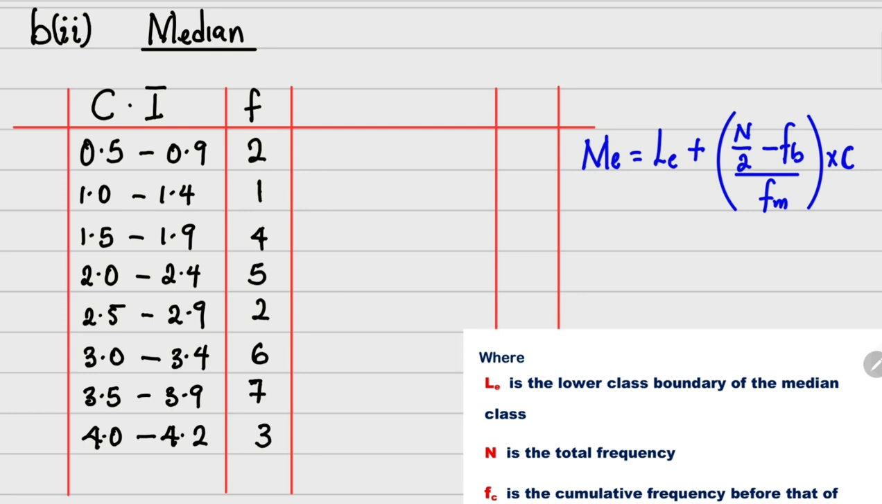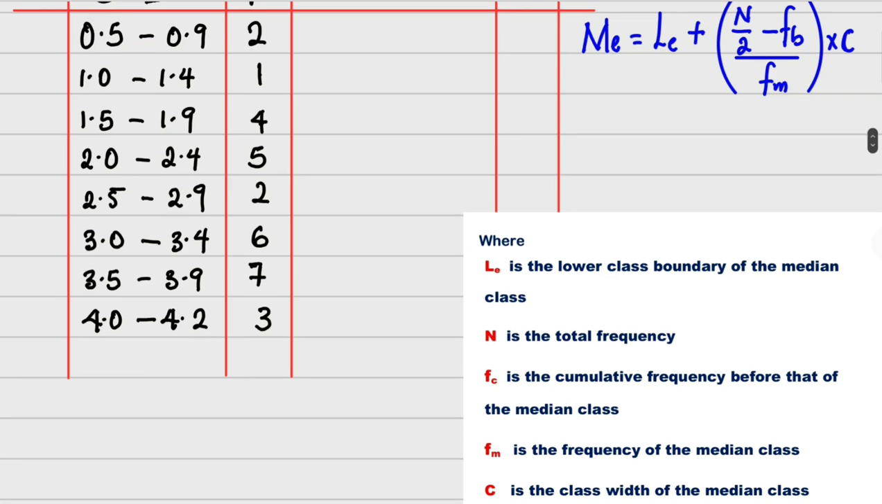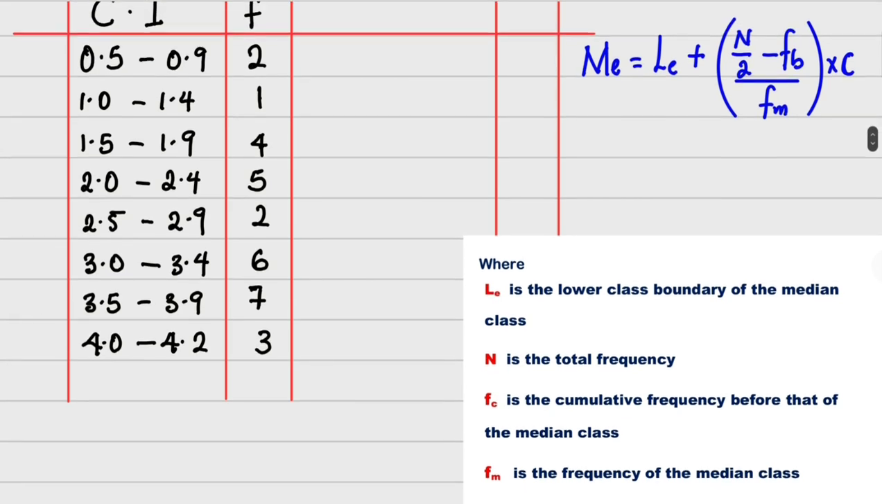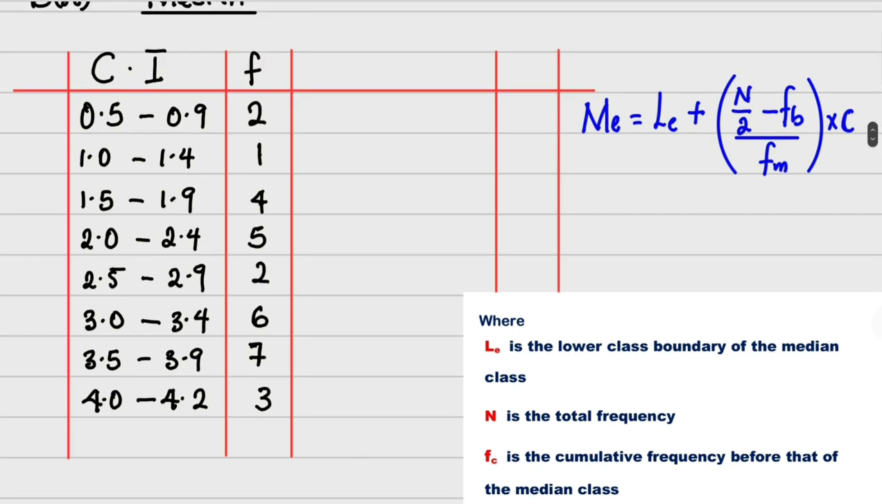Okay, now the median. Beside the right hand side, you see in blue ink the formula for the median. Right below it, you see the explanation for all the letters in the formula. Now, LE is the lower class boundary of the median class. Do you know what that means?